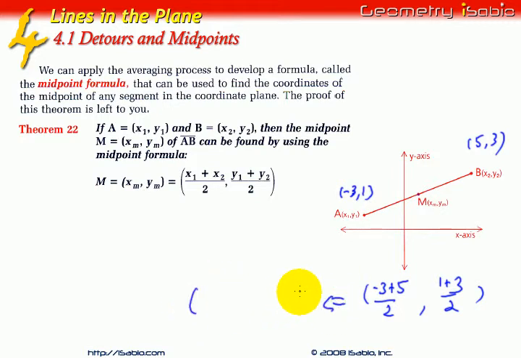So shall we do this arithmetic? Can you handle this? Negative numbers and all. This is 2 over 2, so it's 1. And this is 4 over 2, so it's 2. So I'm saying this coordinate is 1, comma 2. That's how you do this.